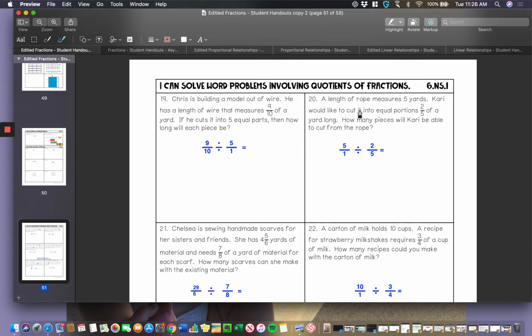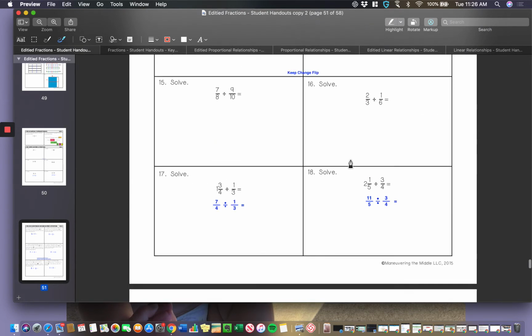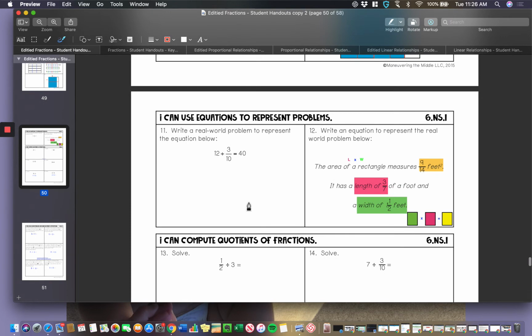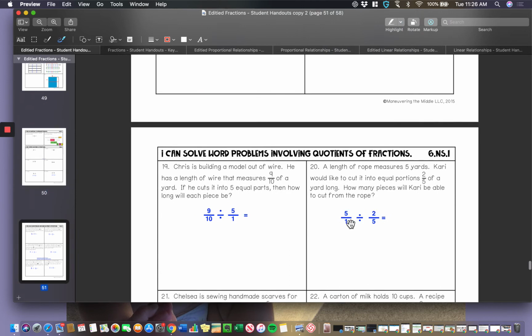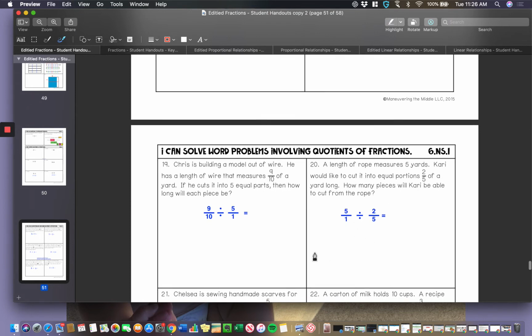Number 20. The length of a rope measures 5 yards. Carrie would like to cut it into equal portions of 2/5 of a yard long. How many pieces will Carrie be able to cut the rope? Well, I have a rope that measures 5 yards, and I want to split it into 2/5 of a yard long. So how many pieces will I have? Now, number 20 is a great real-world example that is very similar to 11. If you look at the problems, 12 divided by 3/10 equals 40. For this one, it would be 5 divided by 2/5. So it's very similar to number 11, and here's another real-world example. I did use rope, though.